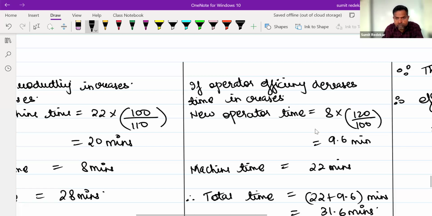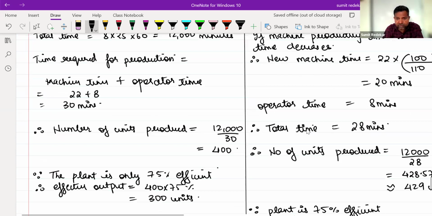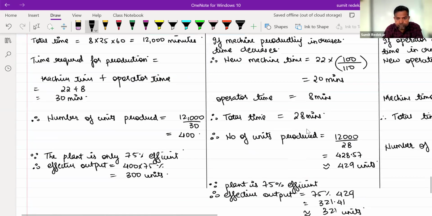So, this is the complete solution. They've written a very short solution in the workbook. Write this down, please. Any questions you have, ask.